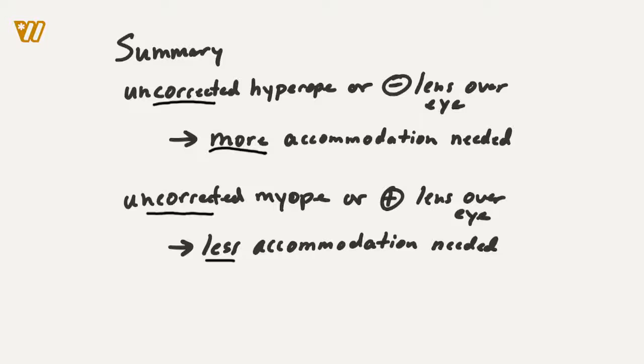Now, if a patient is an uncorrected myope, or you put plus lenses in front of their eye, then that's going to decrease their accommodation needed. So you're going to subtract out that uncorrected myopia, just like we did with Joey. We subtracted out his uncorrected myopia to get his accommodative demand. So uncorrected hyperope or a minus lens, more accommodation needed. Uncorrected myope or a plus lens, less accommodation needed.